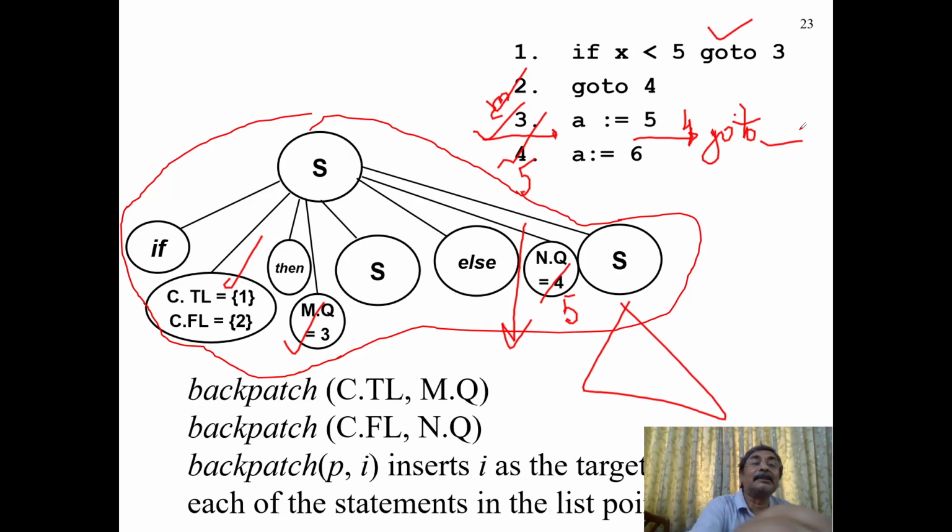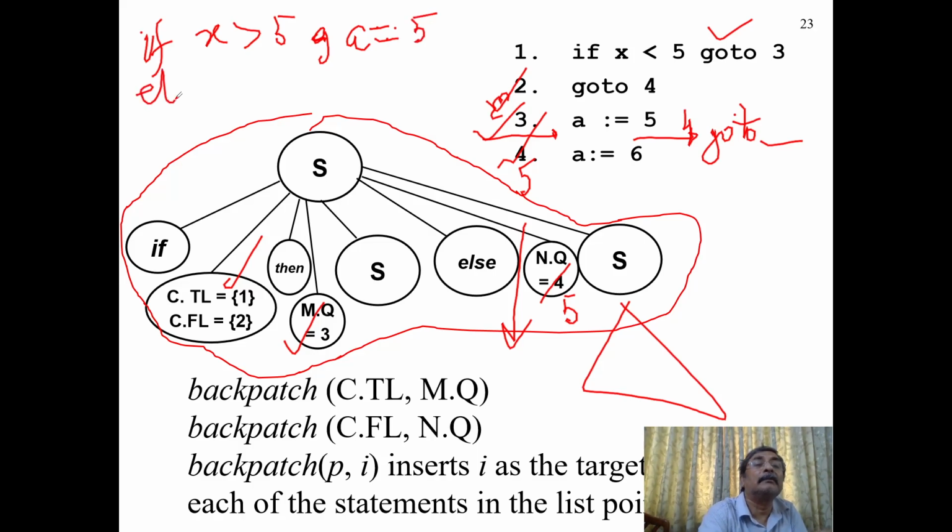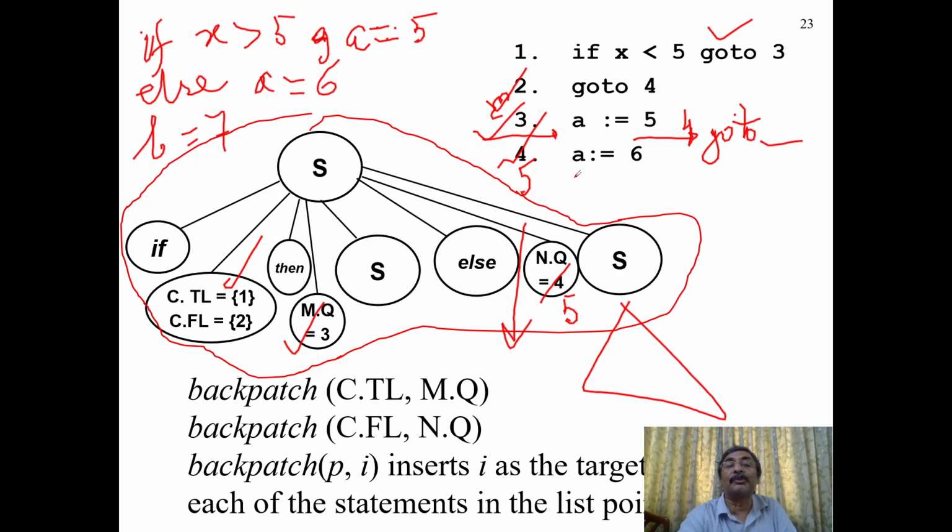When I know what comes after this statement. The statement was: if x greater than 5, goto a equal to 5, else a equal to 6. Assume that after that I have b equal to 7. So this goto should go to b equal to 7 at line number 6.